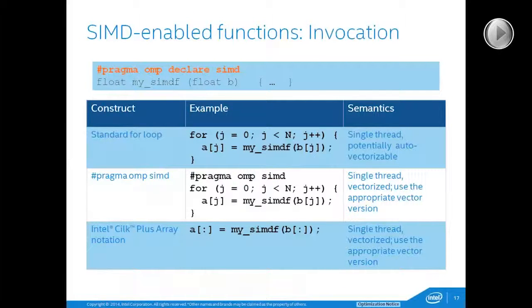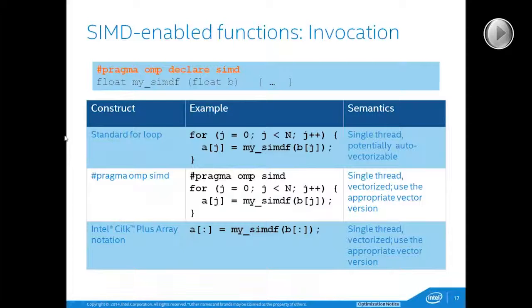Regarding the SIMD-enabled functions invocation, like I said, just because you're enabling a function as SIMD-enabled, that doesn't mean that your legacy call won't work anymore. In this case, let's assume there is a function my_SIMDF that's expecting a float argument, and it's going to return a float value. When I specify the pragma OMP declare SIMD here, that means I'm enabling this function as SIMD enabled. Now let's see the invocation part.